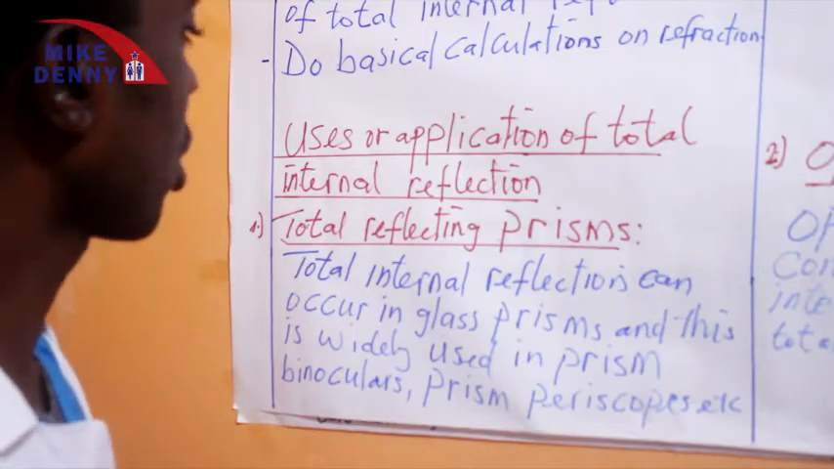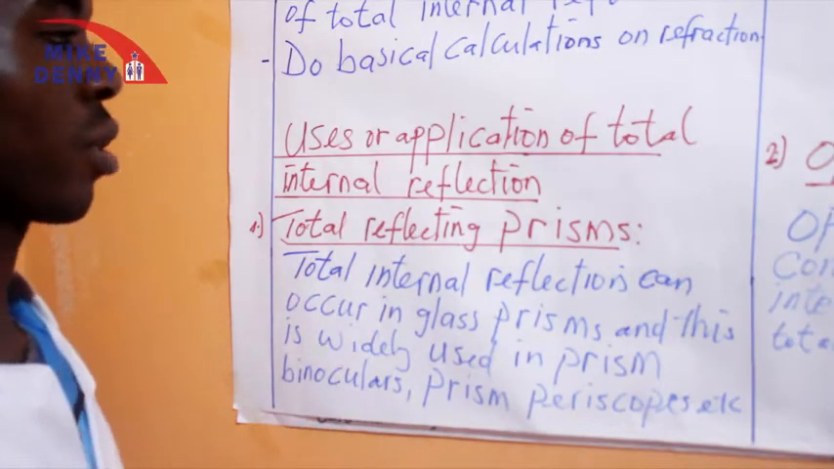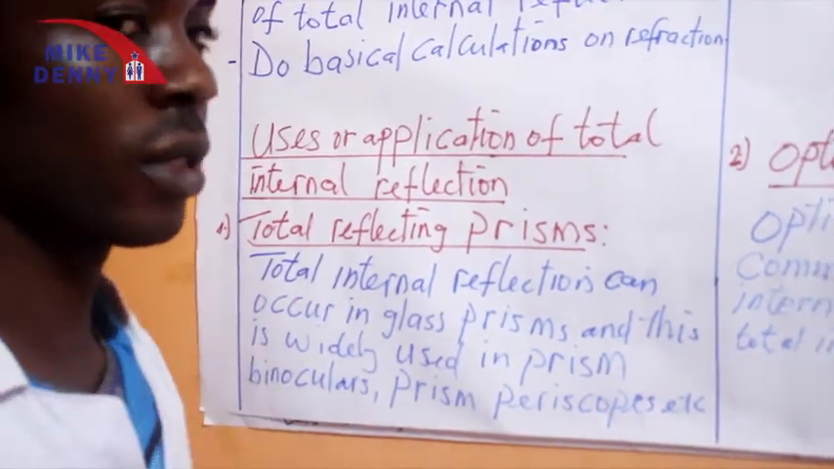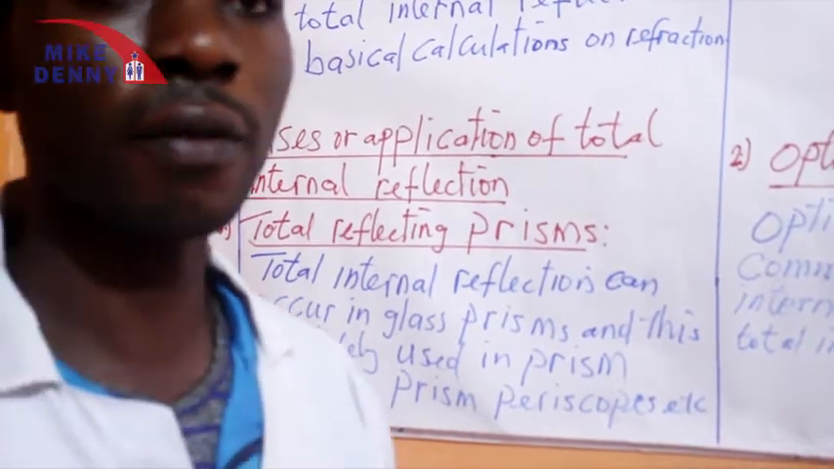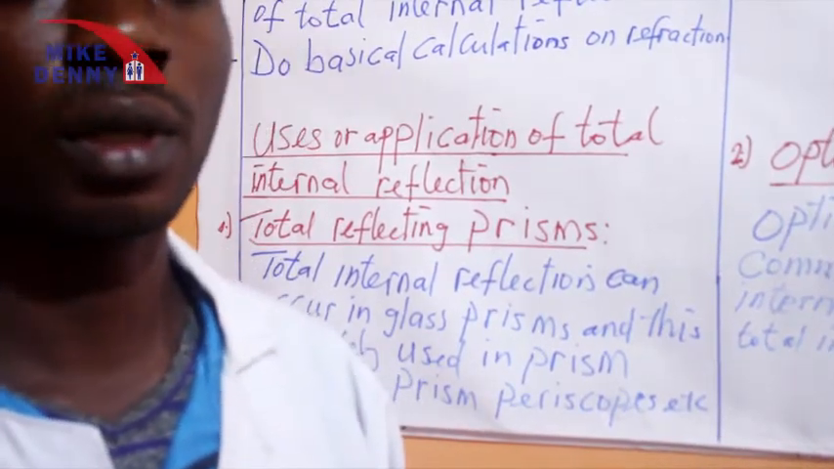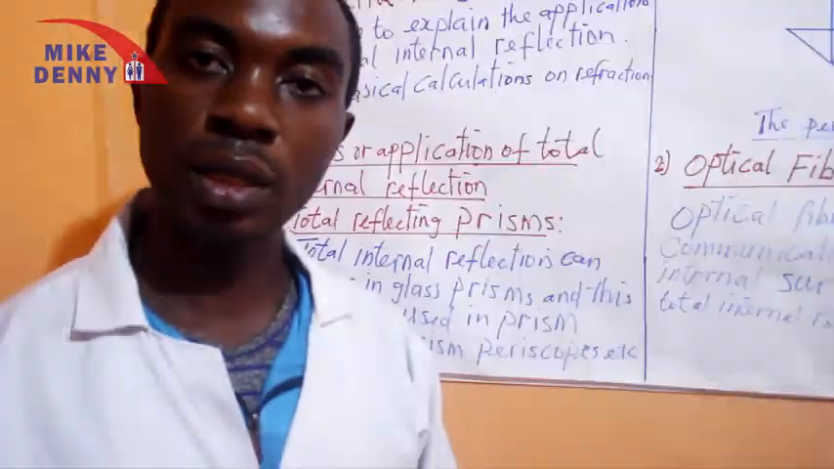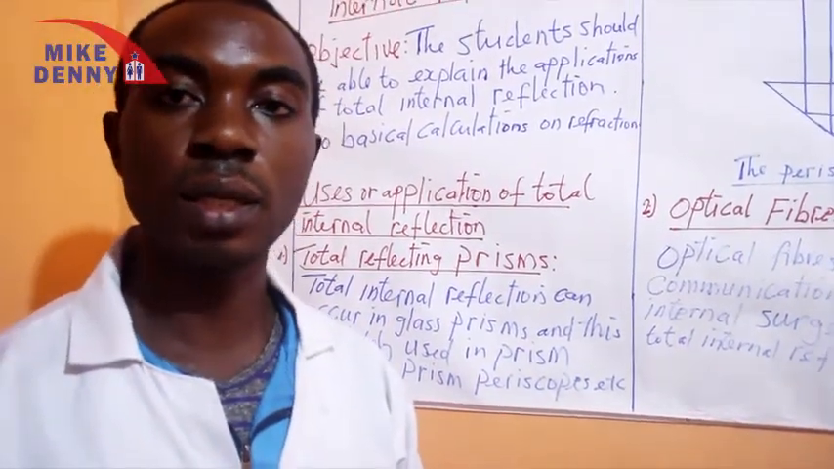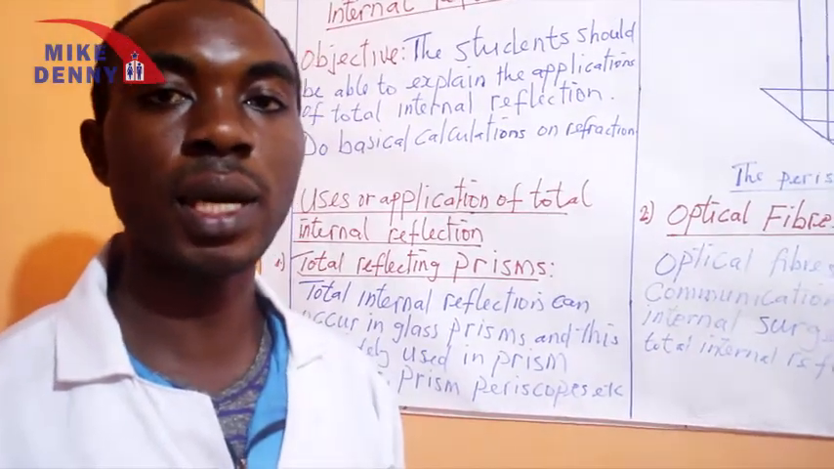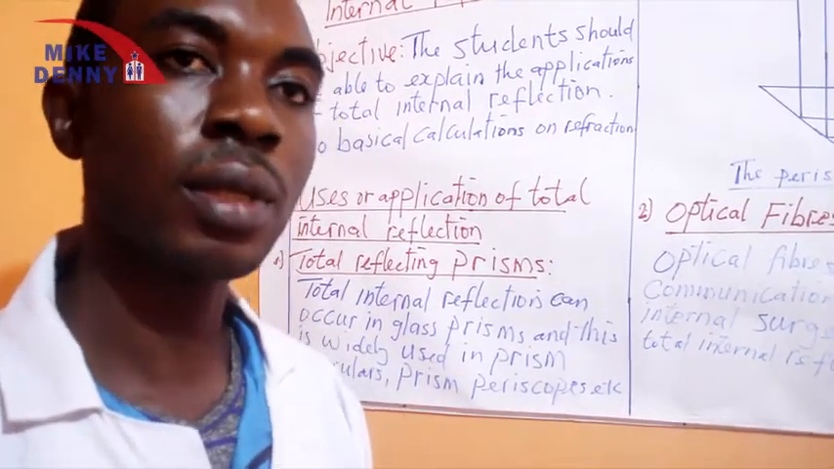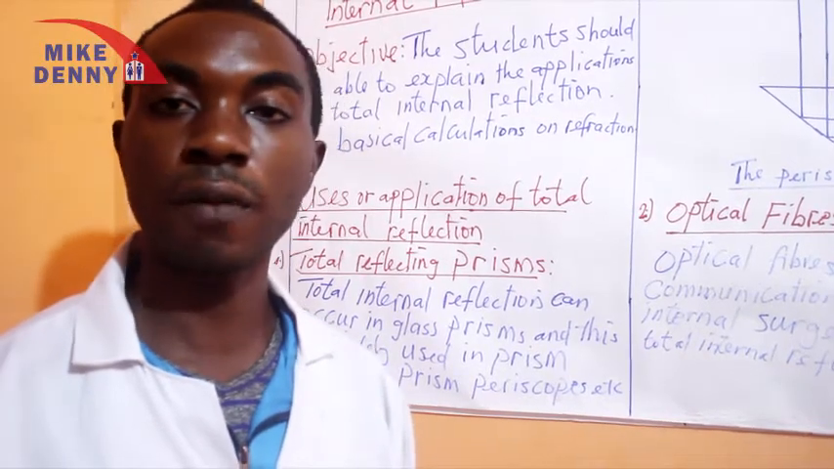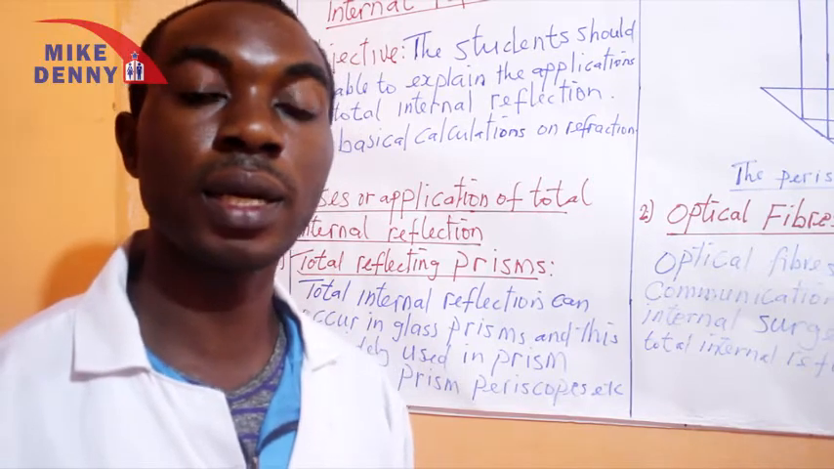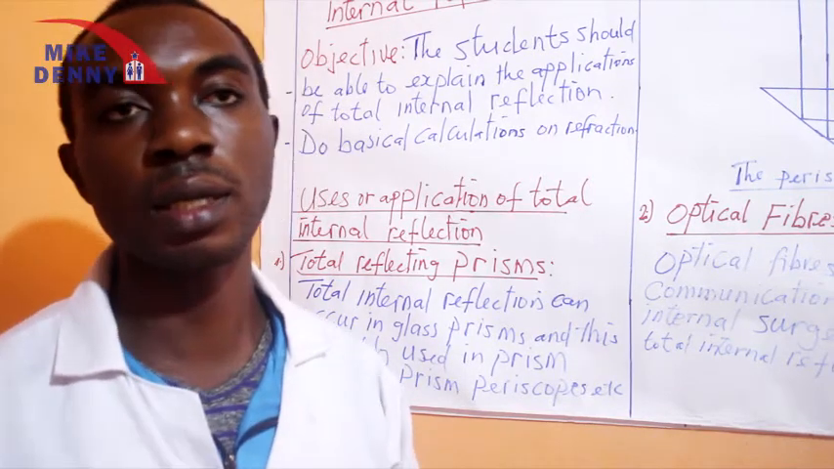Okay, if you look on the board, you'll see uses or applications of total internal reflection. But before you go to the uses, you have to understand what total internal reflection is all about. Total internal reflection is a phenomenon whereby the angle of incidence is greater than the critical angle. I repeat, total internal reflection is a phenomenon whereby the angle of incidence is greater than the critical angle.